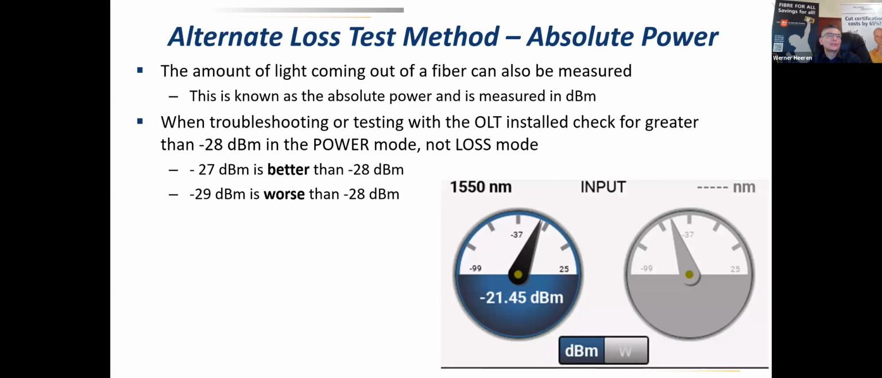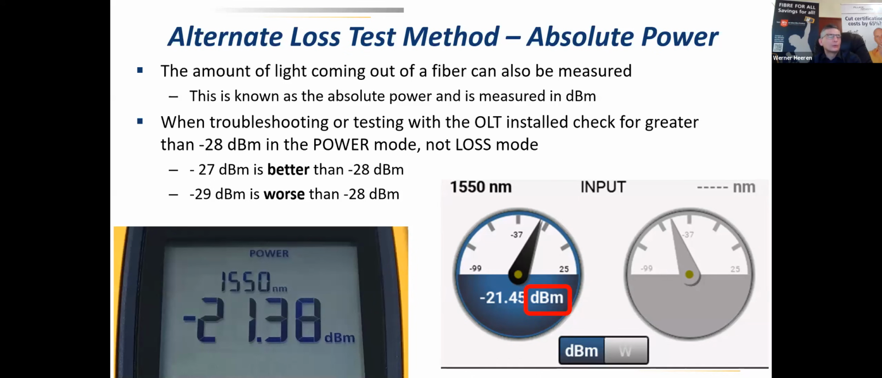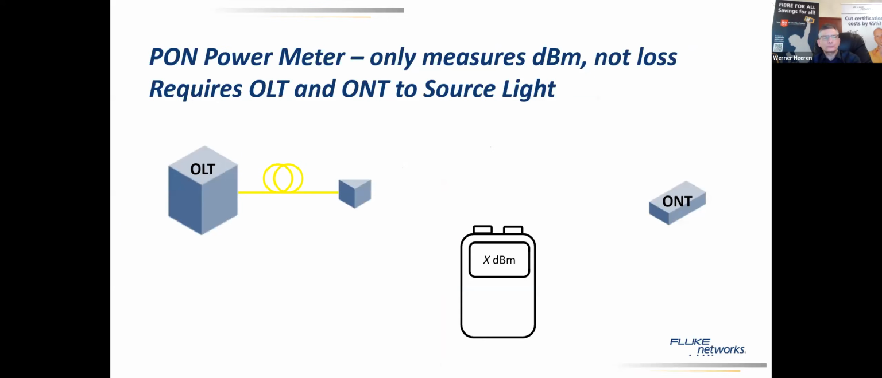Here you see that on the power meter. So this is a power meter, dBm, absolute power measurement. We also have our simplifier power meter. Here you also see the 1550 nanometer, -21.38 dBm. It's a power meter. It's not a loss measurement. Very important to keep this separated.